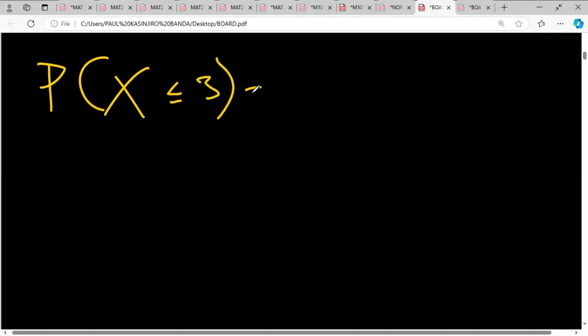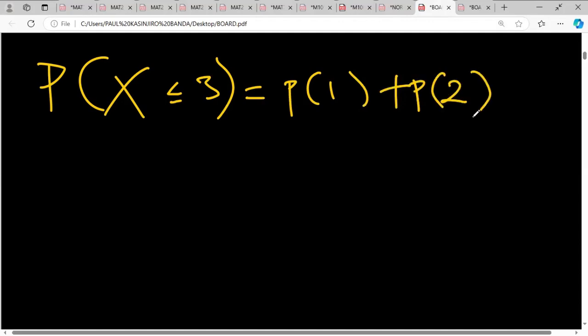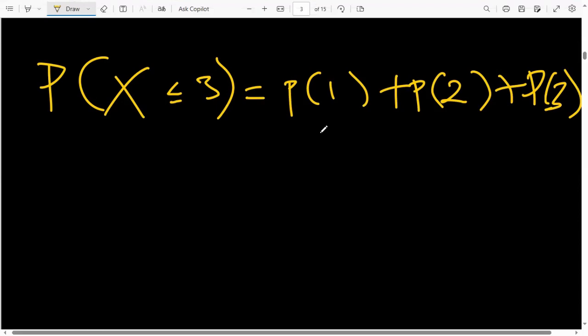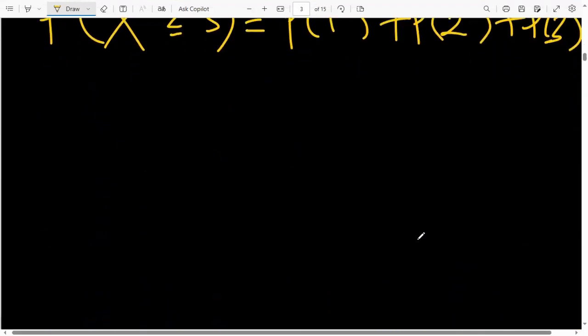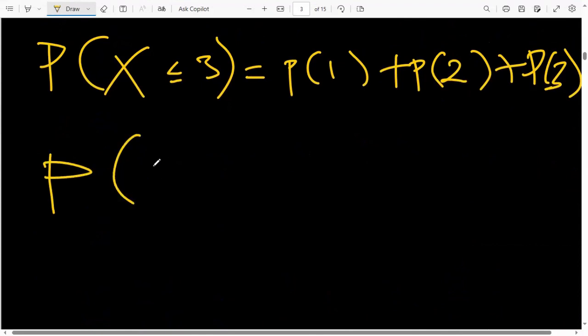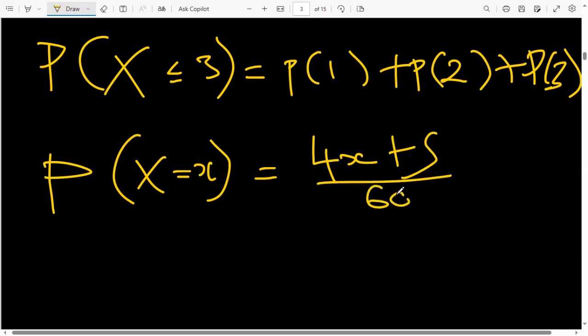So let's go to the board. It means we are finding the probability that the big X is less than or equal to 3. And we said this can be found by finding the probability of 1 plus the probability of 2 plus the probability of what? 3. Okay, so we know the probability density function now because we have the values of a and b. So we know that P of X equals small x is equal to, okay, a was 4, so (4x + 5) divided by 60. So this is the PDF, right?